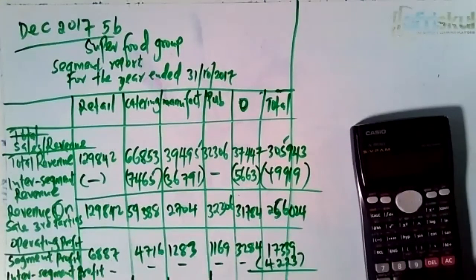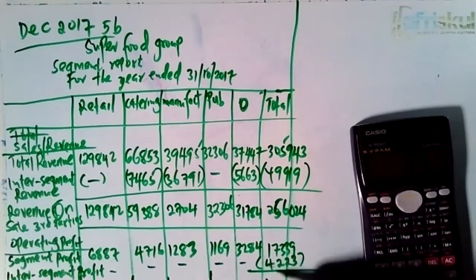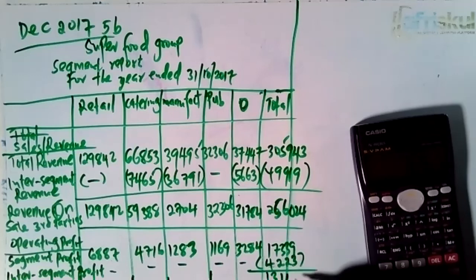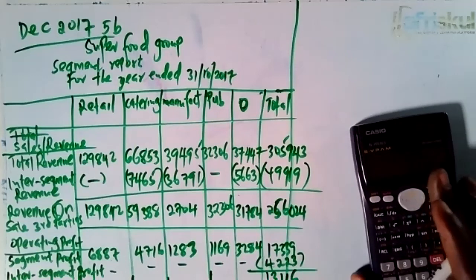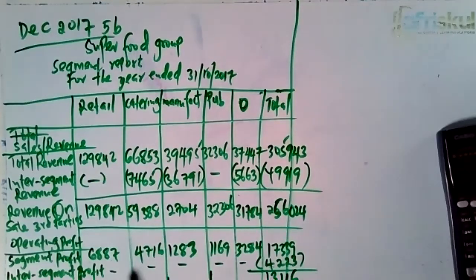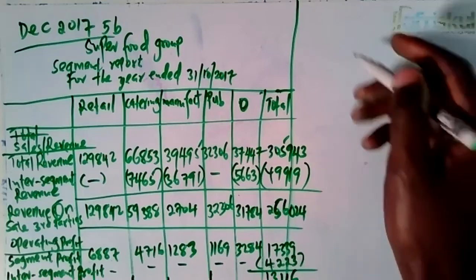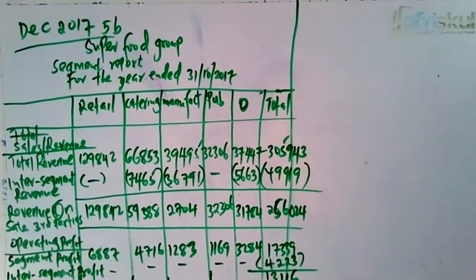third party. So if I take 17,339 minus the intersegment 42,423, I'm getting 13,116. So which means that this is all about the profit on sale. This is the profit on sale to third parties. So continuation on this side, we talk about other items if they are present, which I don't see if there are any other items which are present.